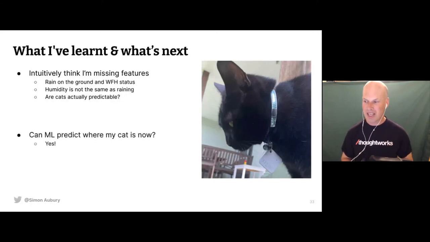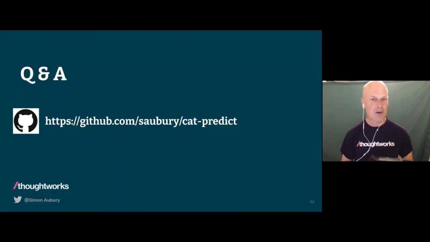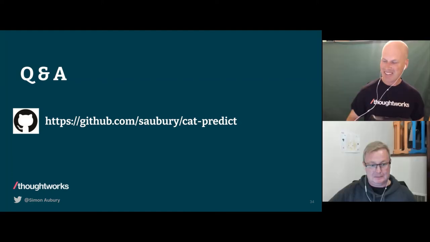So in answer to my first question, can machine learning predict where my cat is now? I'm going to say yes, but yes, with an 86% level of confidence. And with that, I wanted to thank you for your time. Hopefully this piqued your interest. And if you wanted to play with any of this code, take it and hopefully model your own cats and dogs behavior. You can clone this repo and have a play yourself. Thanks very much.